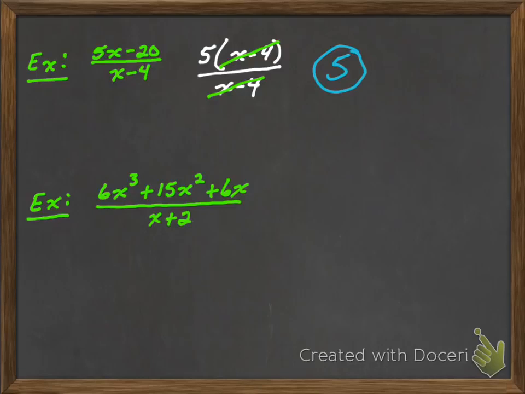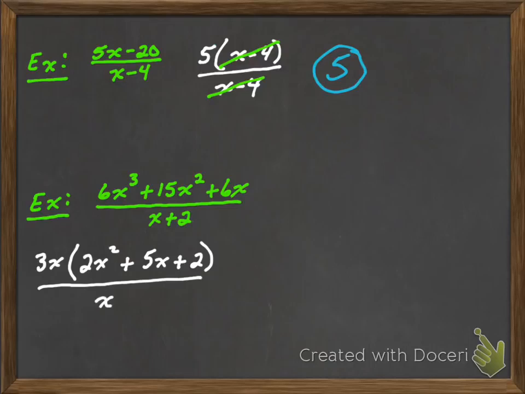All right, so the next one here is going to be a tad bit longer. From what you can see, we can take out a GCF in the numerator of 3x. When you take a 3x out, that is going to leave you with 2x squared plus 5x plus 2 over x plus 2.